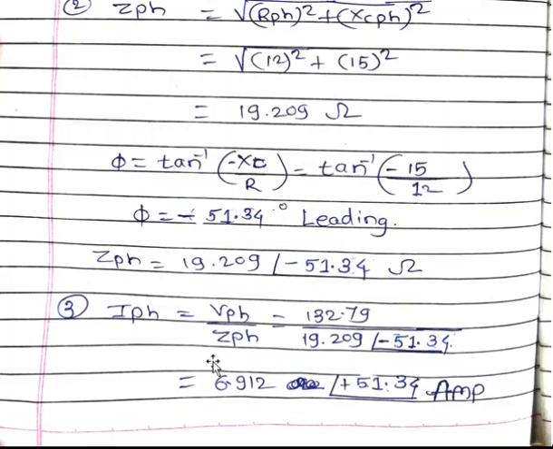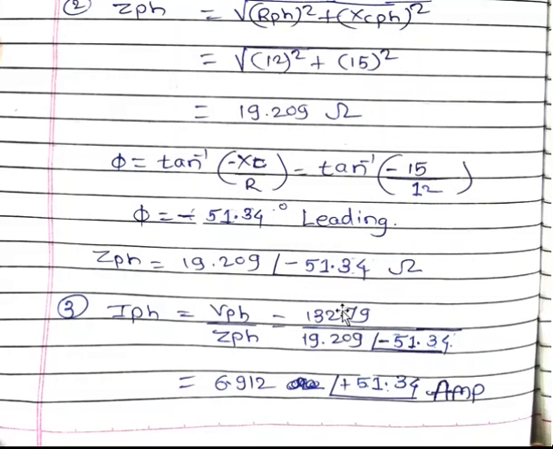When we calculate this division, then the form used for division is polar form. In rectangular form, we write the impedance R plus Jx, but in polar form, we write the impedance Z is equal to magnitude of Z. This 19.209 indicates the magnitude of Z and at an angle phi, that is magnitude of Z at an angle phi degree. Phi is the 51.34 degree.